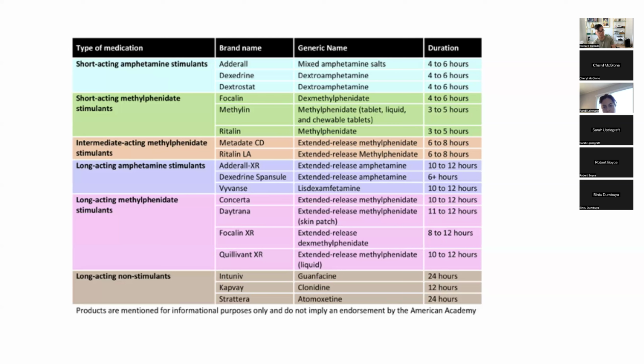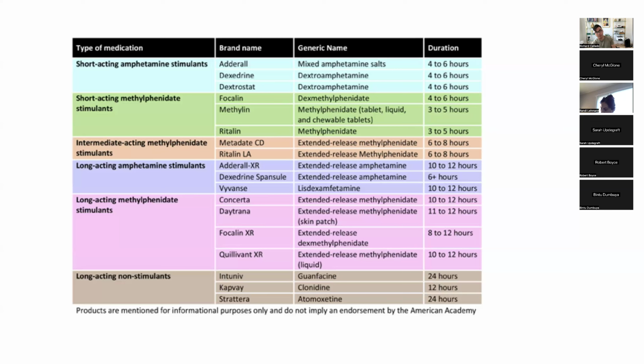What's the difference between the two alpha-2 agonists, guanfacine and clonidine? There is a big difference between them. Which one is more selective? What do you think? Guanfacine or clonidine? Which one is more selective? Guanfacine is more selective. All right. Clonidine tends to be less selective, so it has more side effects.